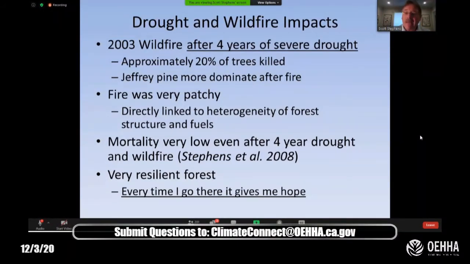And every time I go down to the Sierra San Pedro Mártir, I was just down there last summer again. We remeasured this very site, and there's a paper now in review on it. Every time I go down there, it gives me hope. That place has got the most resilient forest I've ever seen in my life. And it just gives me hope for what maybe some things that California forests might be able to do.